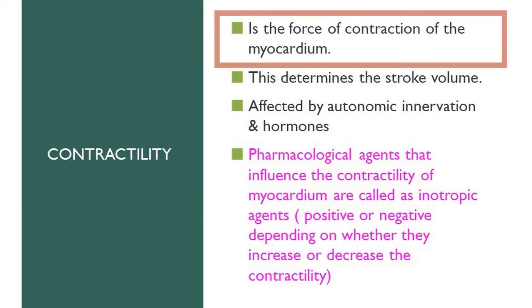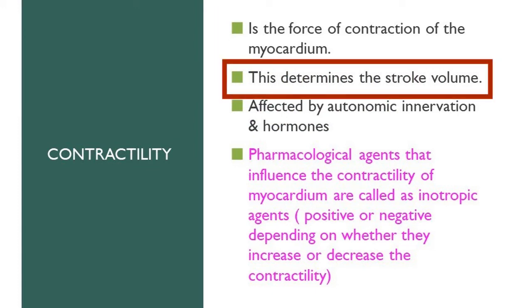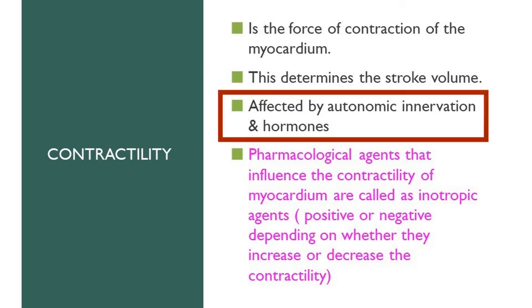Contractility is the force of contraction of the myocardium, and this force actually determines the stroke volume. Now, the contractility of the heart is affected by autonomic innervation, which is our sympathetic and parasympathetic, and hormones.